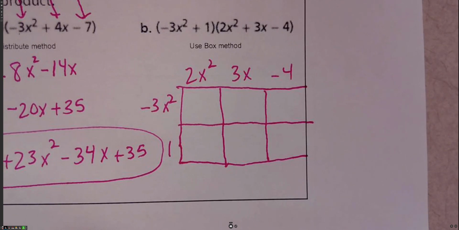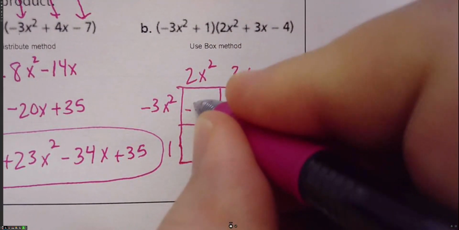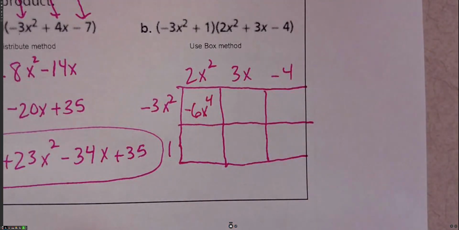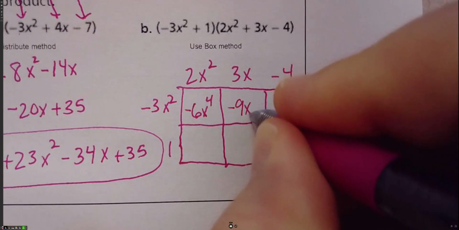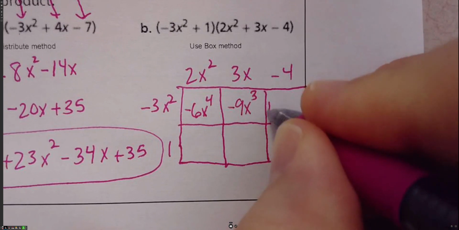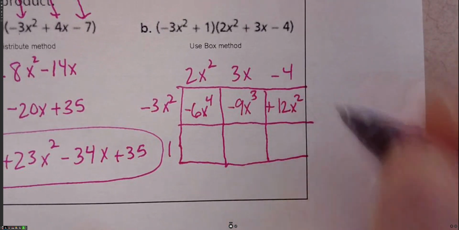What's that? Yeah. So we're going to multiply these. So we get negative 6x to the fourth. And the box method is kind of nice. It's going to kind of make sure that you get everything. Minus 9x to the third plus 12x squared.